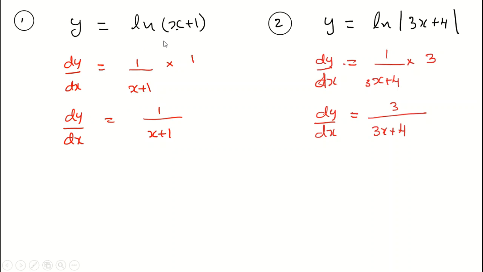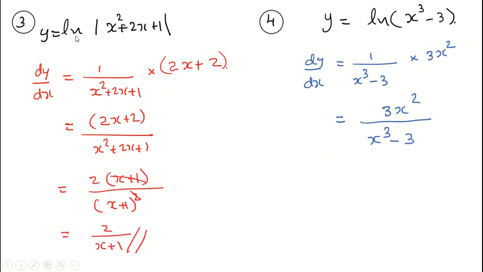y equals ln x plus 1. So 1 over x plus 1 into 1. y equals ln 3x plus 4. So 1 over 3x plus 4 into, when you differentiate this one, 3. So 3 over 3x plus 4. y equals ln x squared plus 2x plus 1. So 1 over x squared plus 2x plus 1 into, when you differentiate this one, it is 2x plus 2. So 2x plus 2 over x squared plus 2x plus 1.